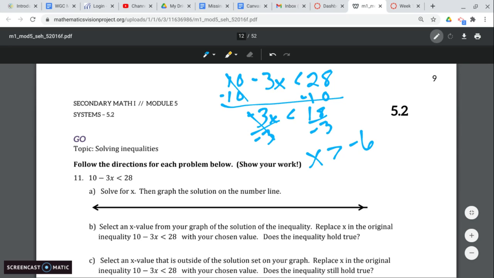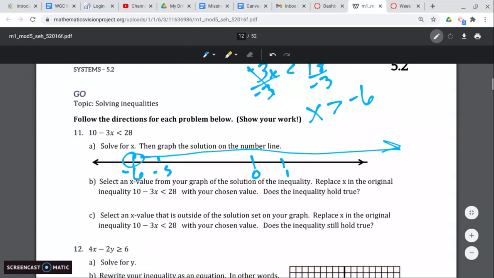So we're going to come down here. Here's our negative 6. This would be negative 5. Here's 0. There's 1. What kind of circle are we going to have, open or closed? We're going to have an open circle, and it's greater than, so it goes to the right. So select an x value from your graph of the solution of the inequality. Replace the x in the original inequality with your chosen value. Does the inequality hold true?